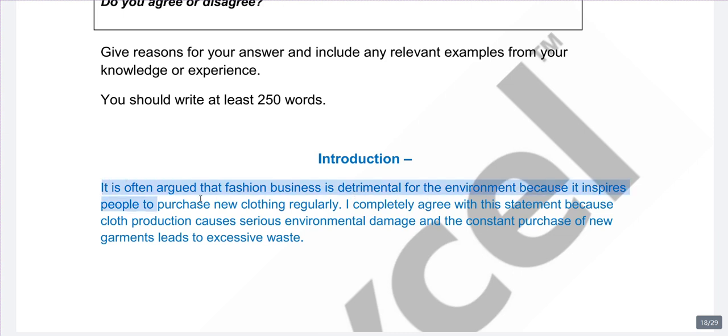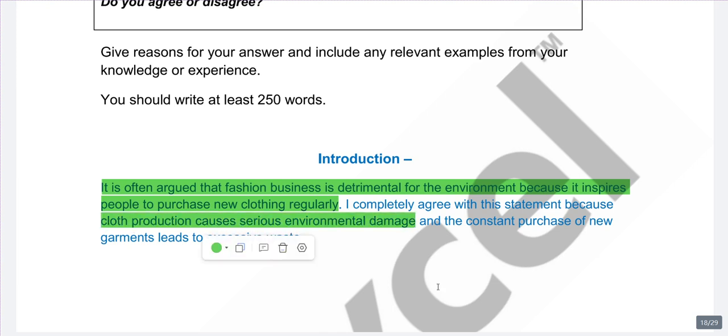Now we're going to tell our position. So this is obviously our previous line. I completely agree with this statement because clothes production causes serious environmental damage. So this is our first idea. And second is, constant purchase of new clothes leads to excessive waste. So this is our second idea. I hope it is clear. So we're going to write the first idea in body paragraph 1, second idea in body paragraph 2. Let's see body paragraph 1.